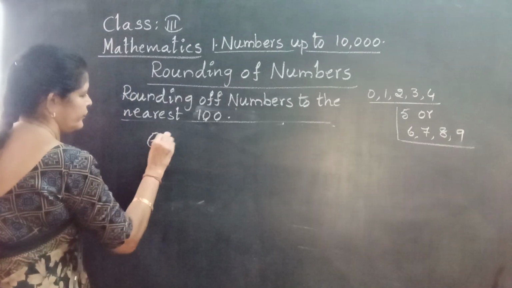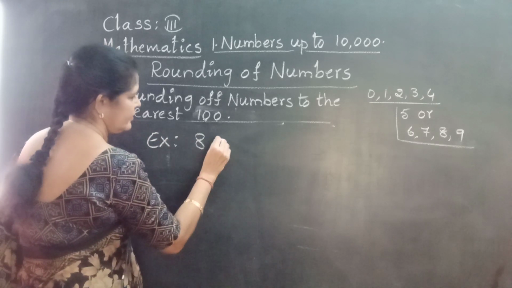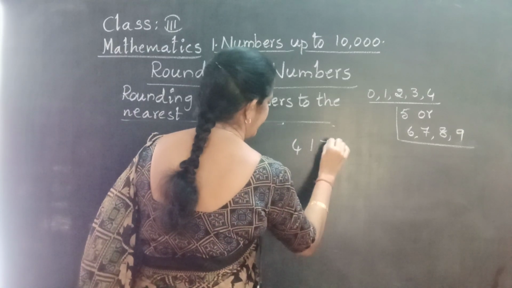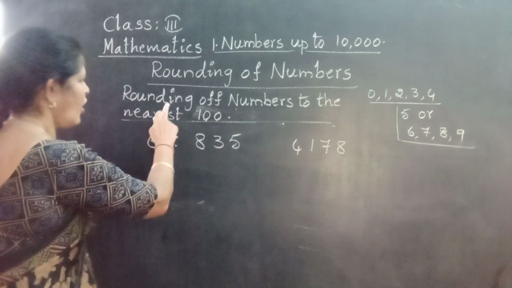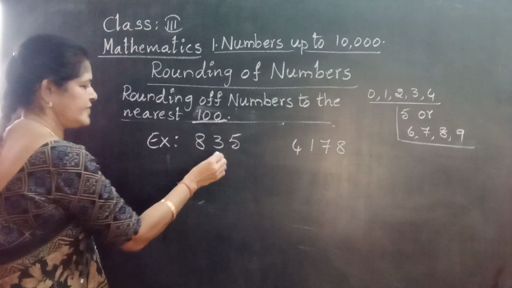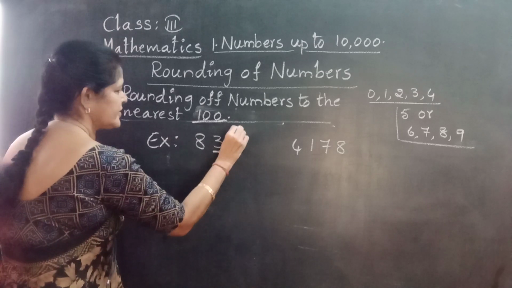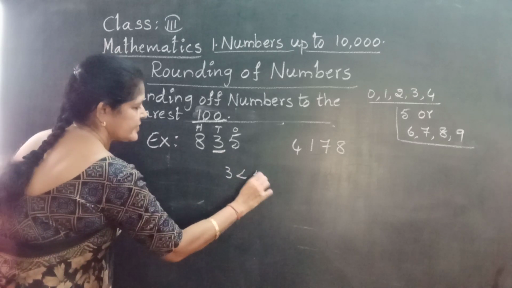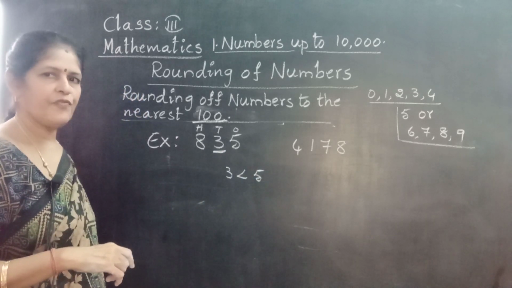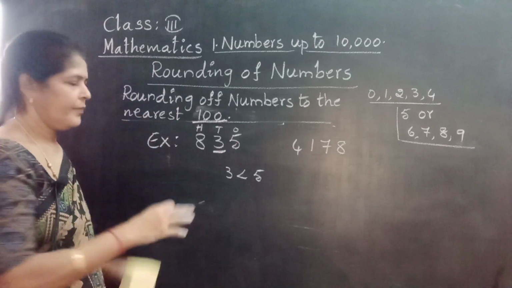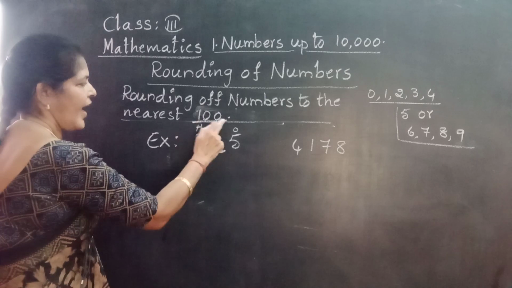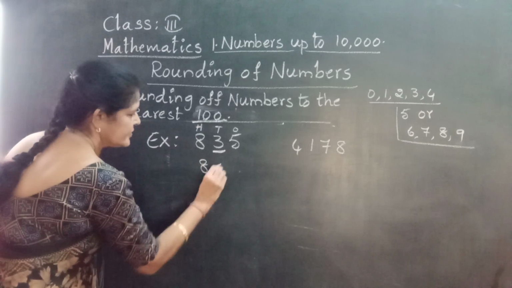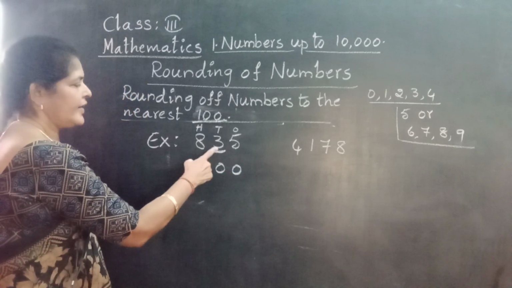One more example. 8,305. Rounding of numbers to the nearest 100 means check the tens place number. Ones place, tens place, hundreds place. What is in the tens place? 3. 3 is less than 5. Then no change, no add. Then write the number. 100 has 2 zeros, write these 2 zeros in the ones and tens. 8,300. That means 8,305 is nearest to 8,300.